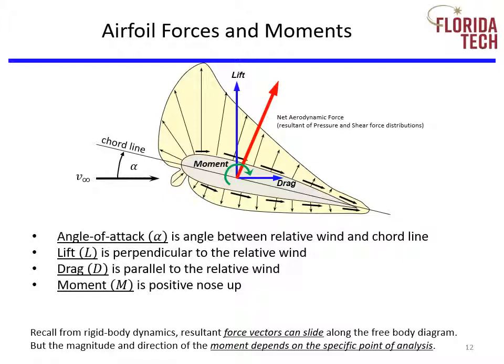While technically resultant force vectors can slide along the free body diagram without impacting translational motion, the actual location of the force vector impacts the moment or rotational analysis. Knowing the magnitude, location, and direction of the resultant force vector, we can calculate the moment about any point on the rigid body. For example, maybe we want a moment about the leading edge of the airfoil, or maybe we want the moment about the trailing edge of the airfoil.